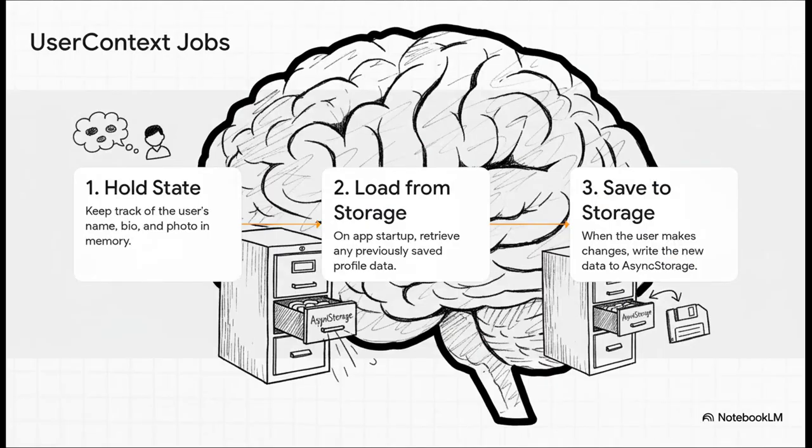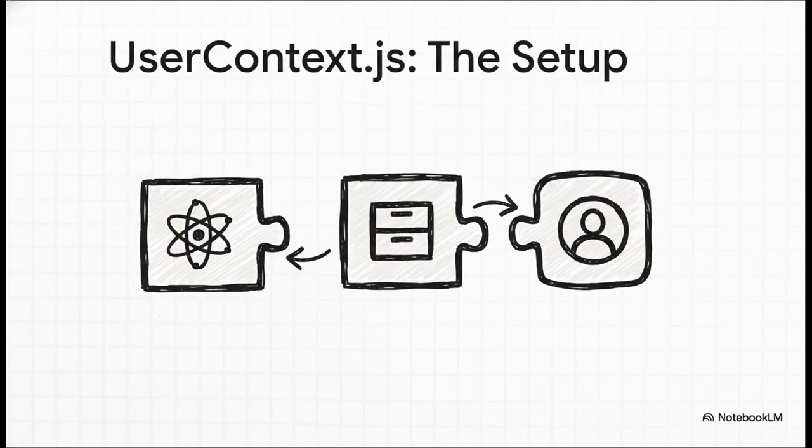Our brain, this user context, it really only has three main jobs. Job number one, it needs to hold the current user state, the name, bio, and photo, in memory. Job number two, when the app first fires up, it has to go check that filing cabinet, AsyncStorage, and load any data it finds. And finally, job number three, whenever the user saves a change, it's got to write that new info right back into storage. That's it.